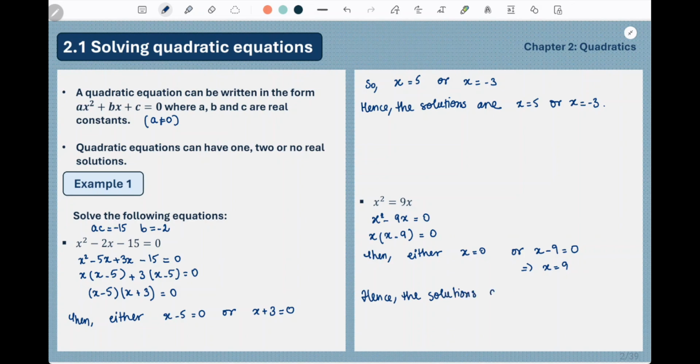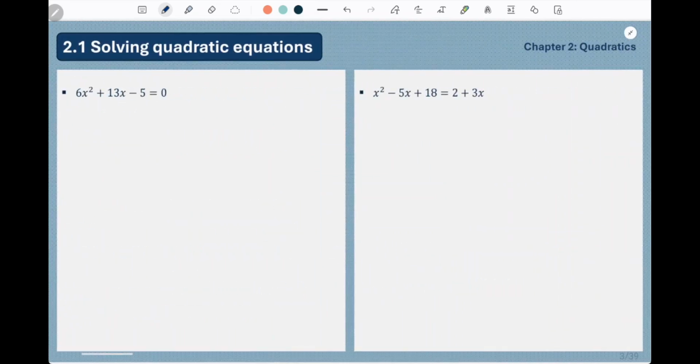The solutions are x equal to 0 or x equal to 9. One more example. So this one, we have 6x squared plus 13x minus 5. Indeed, it's a quadratic equation that is equal to 0. How to solve it? We're gonna attempt to factorize it.